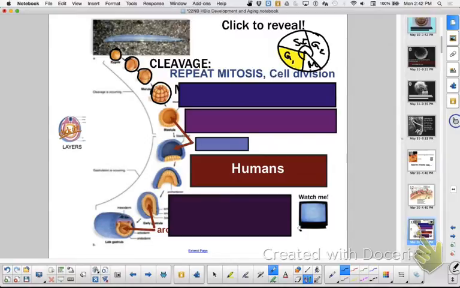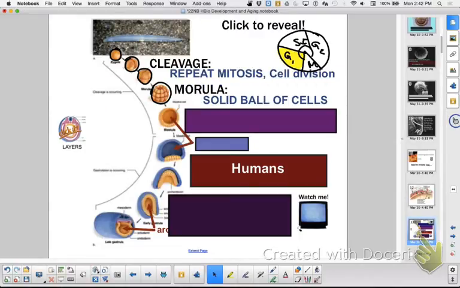So that is cleavage: mitosis, mitosis, mitosis. And then it becomes a solid ball of cells, about the same size as the zygote was because there was no time for growth. That solid ball of cells is called a what? A morula. So we're cleavage first, then morula, a solid ball of cells.